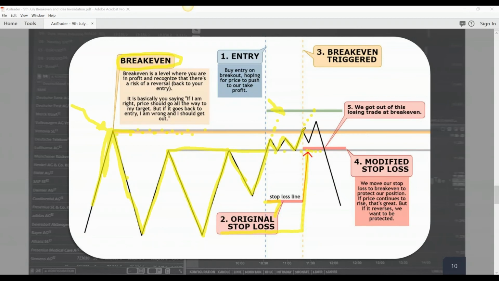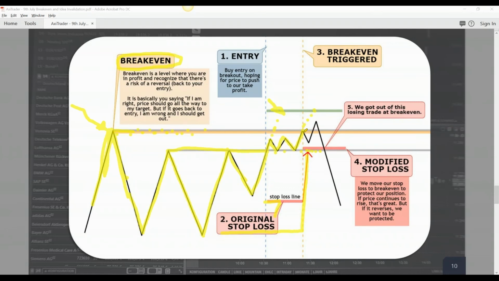All right. Now, if price from here, I'm going to change my pen color. I'm going to change my highlighter color. Oh, I can't change my highlighter color. Forget it. If price goes all the way up to my take profit, that's amazing.